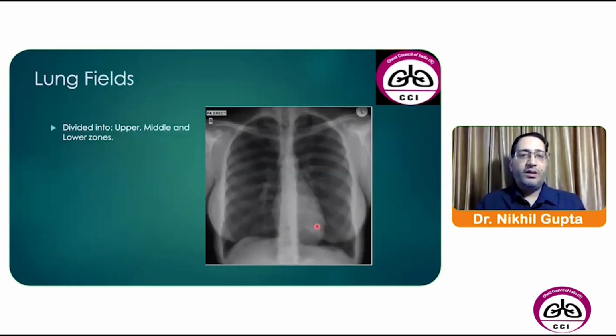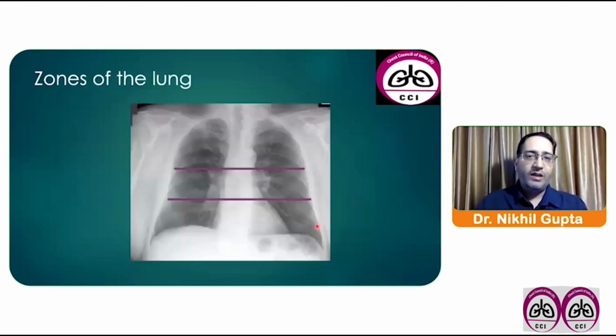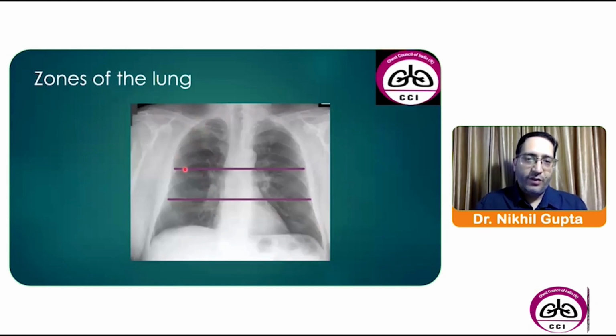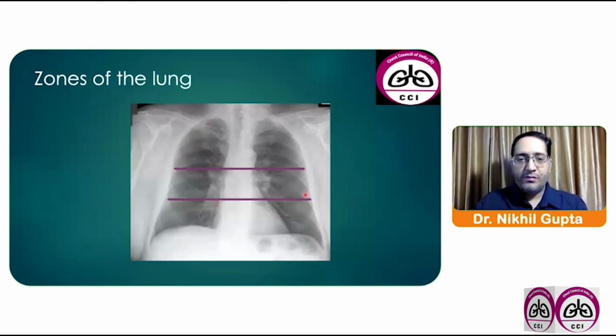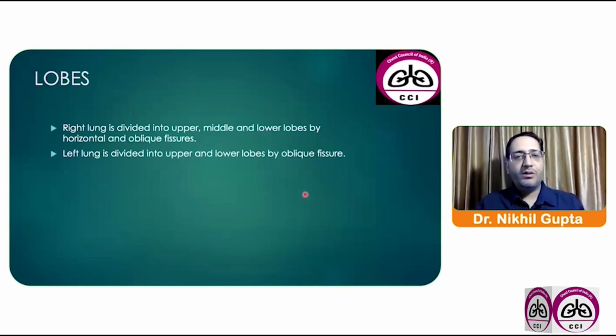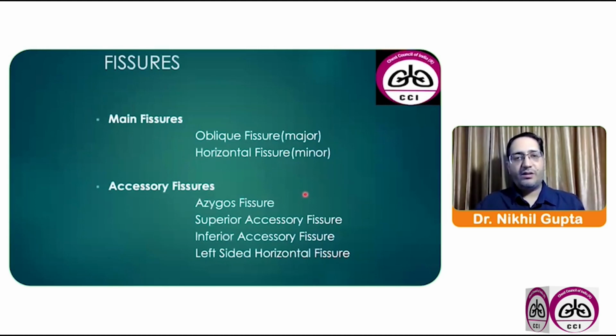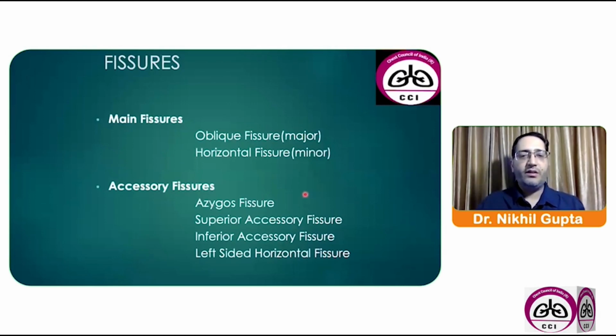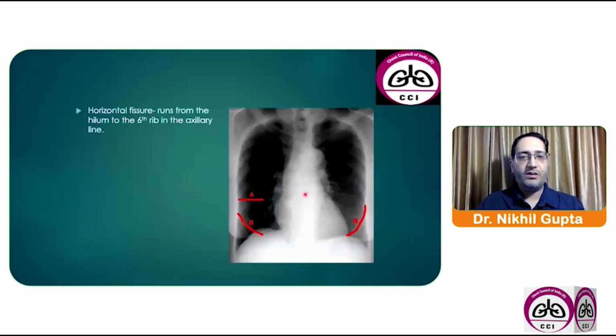Coming to lung fields, the lungs are divided into upper, middle, and lower zones, as seen here, by the anterior first two ribs, then second, then third and fourth, and so on. Then coming to the lobes. The right lung is divided into upper, middle, and lower lobes by horizontal and oblique fissures, and the left lung is divided into upper and lower lobes by the oblique fissure. The main fissures are oblique fissures, which are major fissures, and horizontal fissures, which are minor fissures. Accessory fissures being azygous, superior accessory, inferior accessory, and left-sided horizontal fissures.